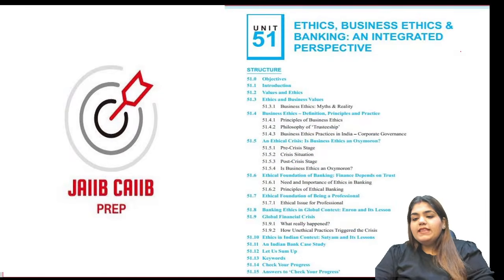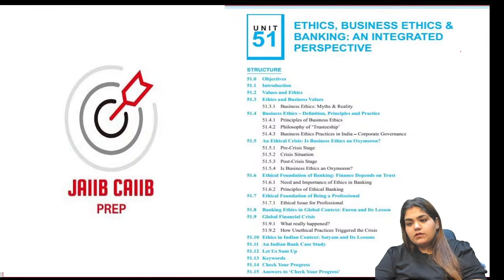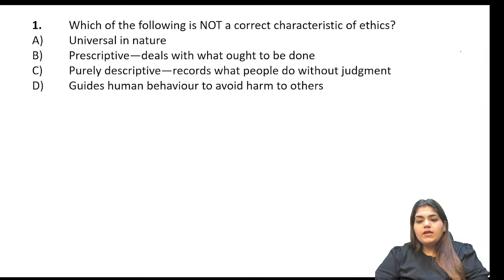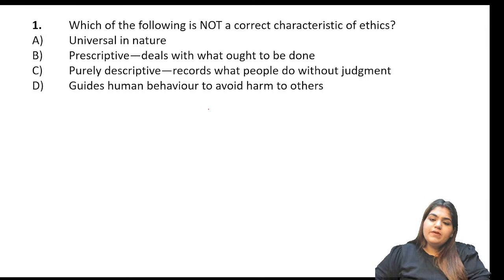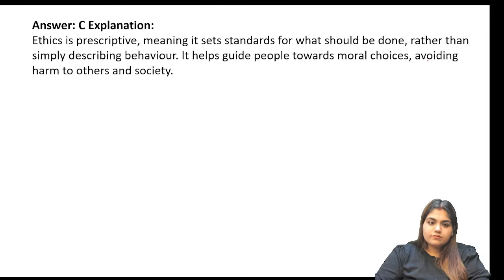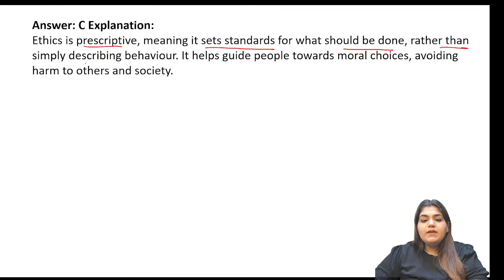So it is talking about ethics related to business. The whole unit is regarding what to do, what not to do, what to avoid. Which of the following is not a correct characteristic of ethics? That it purely descriptive, records what people do without judgment. Statement number 3 is incorrect. Ethics is prescriptive, meaning it sets standards for what should be done rather than simply describing behavior.